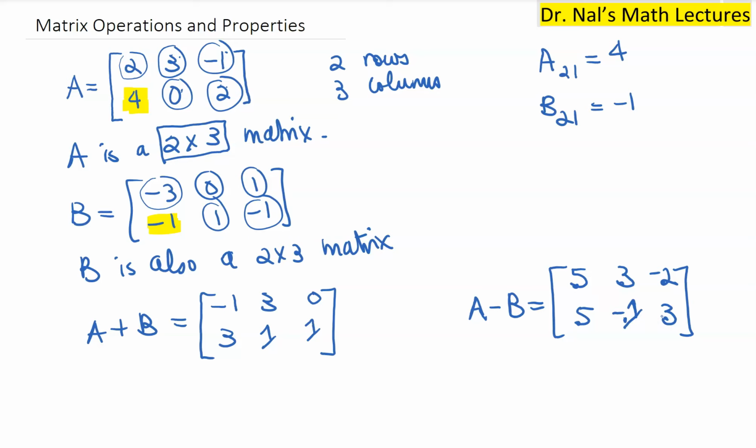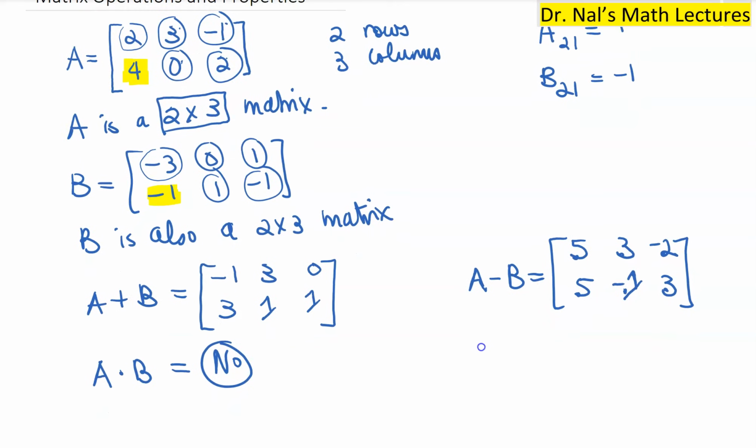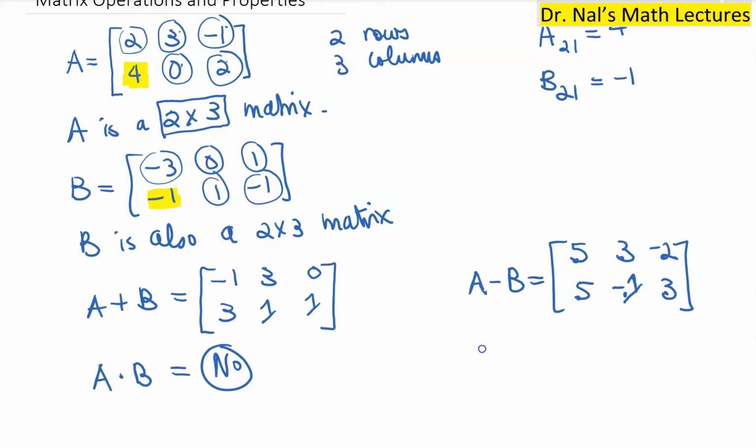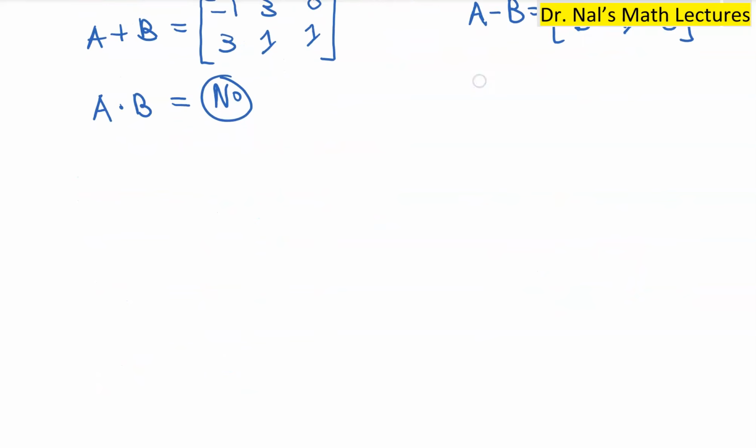Now, can we multiply those matrices? A times B. Is it possible? The answer is no, you can't do that. It turns out that for multiplication, we need to have the dimensions satisfy another property, and let me just go ahead and show that. For that, let me just recopy the matrix A, which is 2, 3, -1, 4, 0, 2.